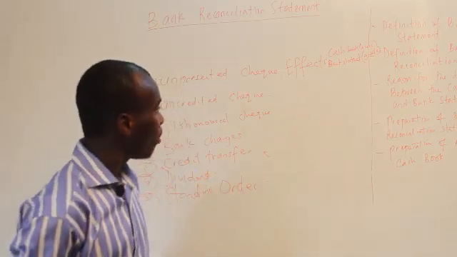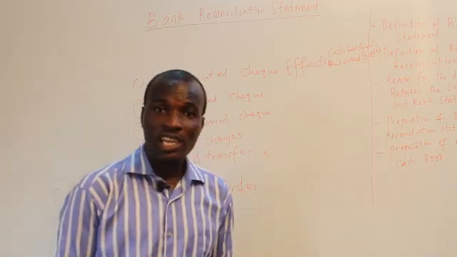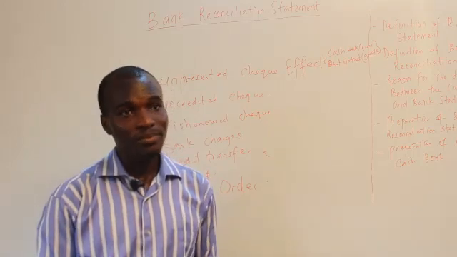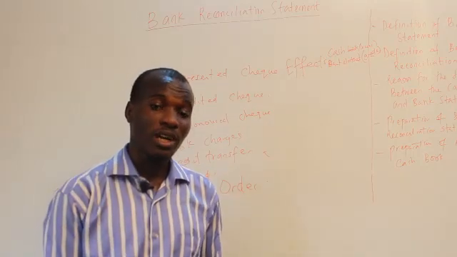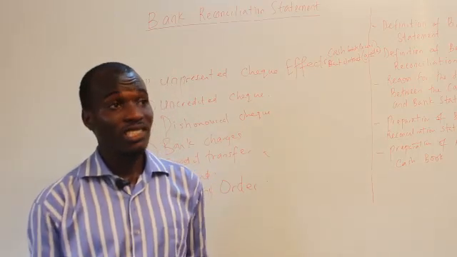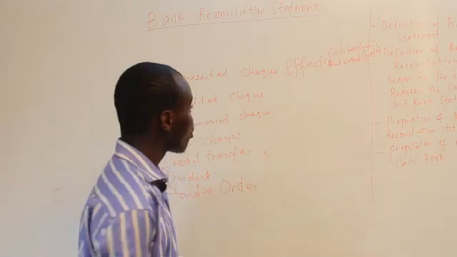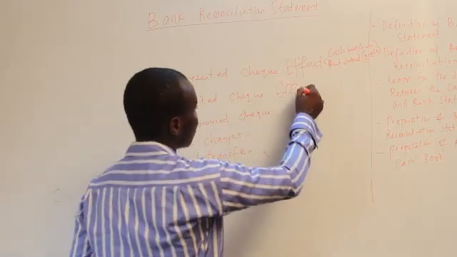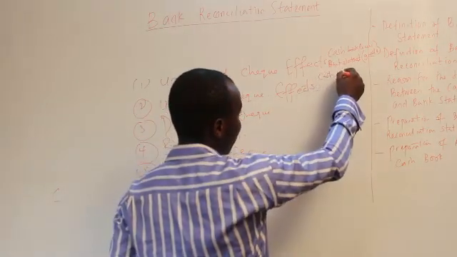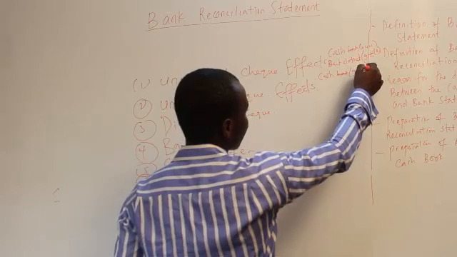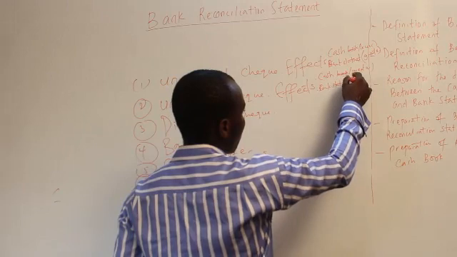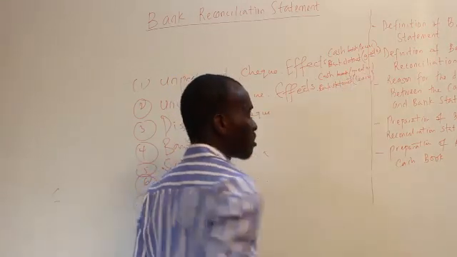So when that occurs, immediately the check has been paid into the bank, the cash book must have been debited to increase the amount of money in the bank, whereas the bank statement has not been updated. So that means uncredited check will cause the cash book to have a greater balance, and the bank statement to have a lesser balance.